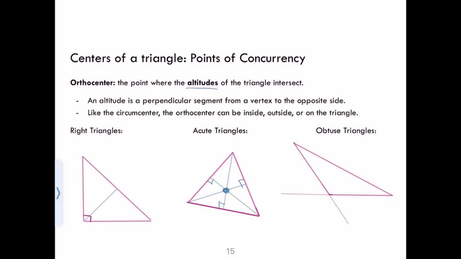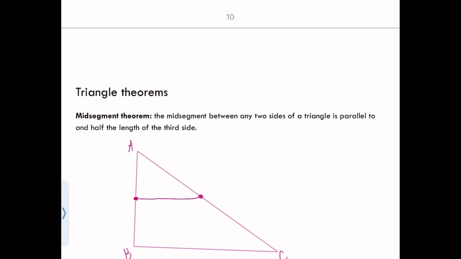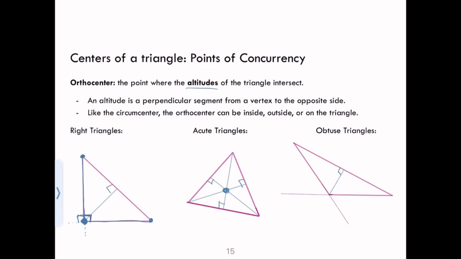And for obtuse triangles, we can start off with this angle right here. And it's gonna look something like this.